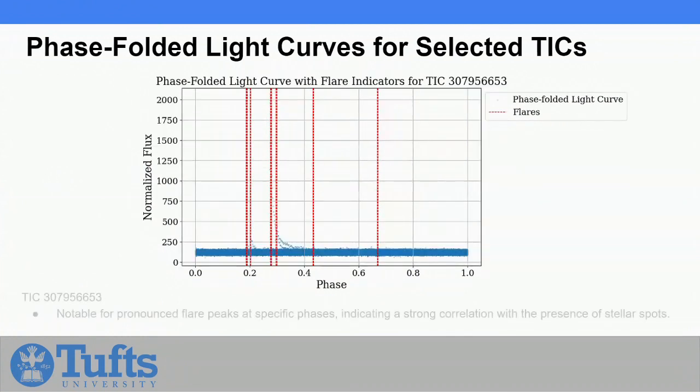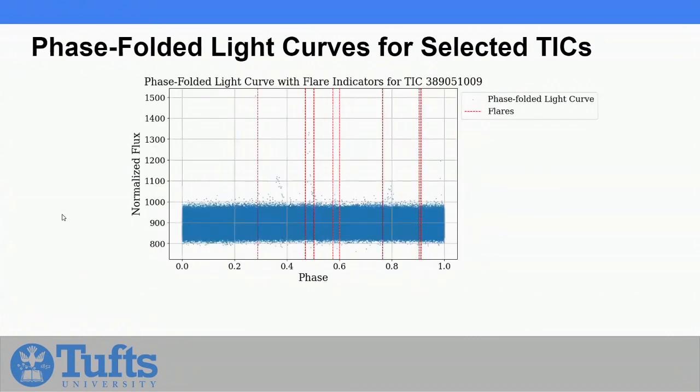The light curve here shows a clear dip in brightness at around phase 0.5, which could indicate a star spot rotating into view. However, the shape of the light curve is not truly sinusoidal, as there are additional smaller dips and variations throughout the phase. The flares seem to be distributed all across phases, not just concentrated near the main dip.